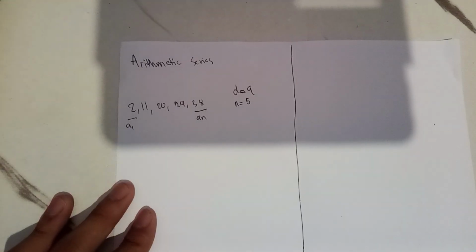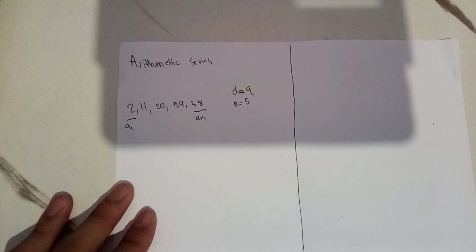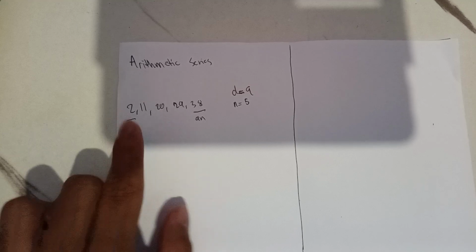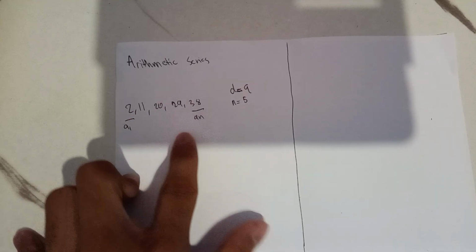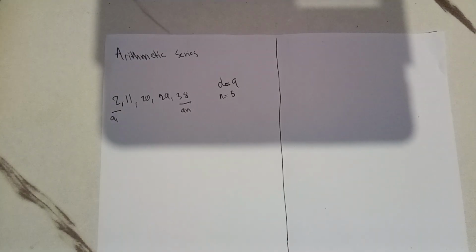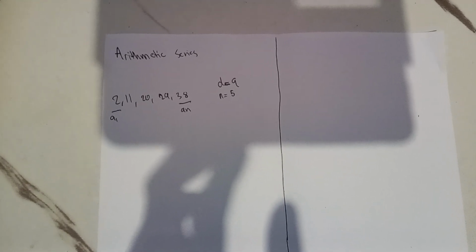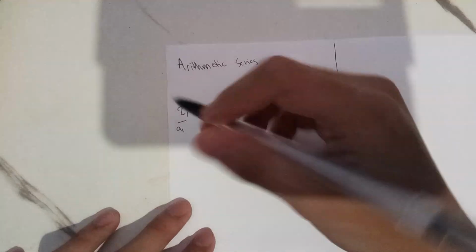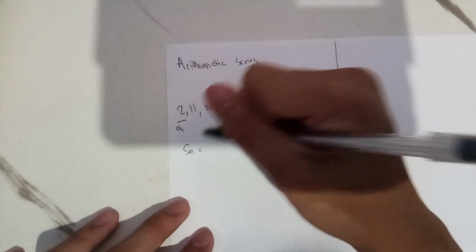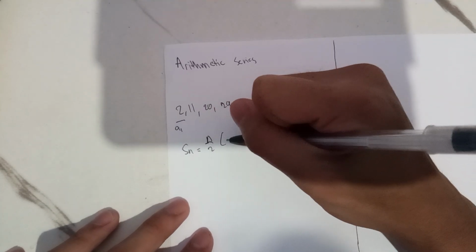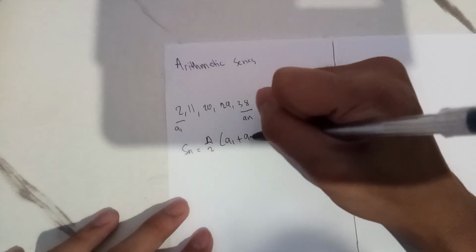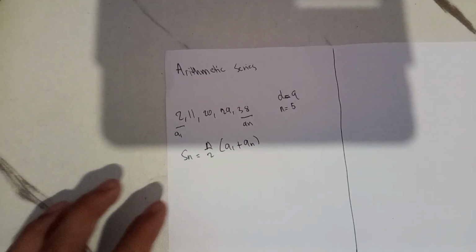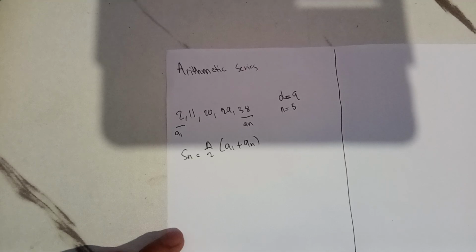Now, how do we solve its series? So, madali lang. Pag-add lang natin siya. Okay, so 2 plus 11 plus 20 plus 29 plus 38, ganun lang. Pero what if gusto natin na mas madali? So, may formula tayo para dyan, which is summation of n is equal to n over 2 times the value of a1 plus an. So, i-derive natin kung paano nakuha yung ganito na formula. Okay?